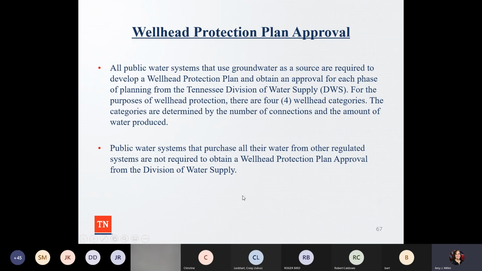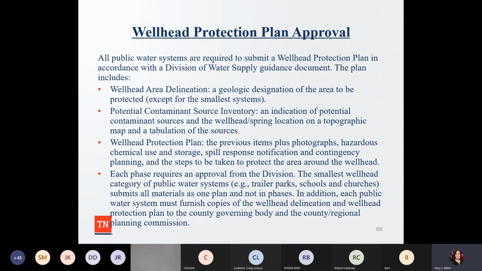So again, if they're getting it from someone else, they don't have to, but if they're getting it from a source within their community, they do. All public water systems have to submit a plan. The plan has to include wellhead area delineation, a geologic designation of the area to be protected, except for the smallest systems. And then there's a potential contamination source inventory. You have to indicate where the potential contaminant sources in the wellhead or spring location are on a topographic work map, and a tabulation of the sources.